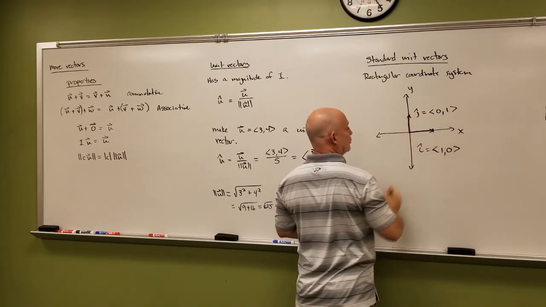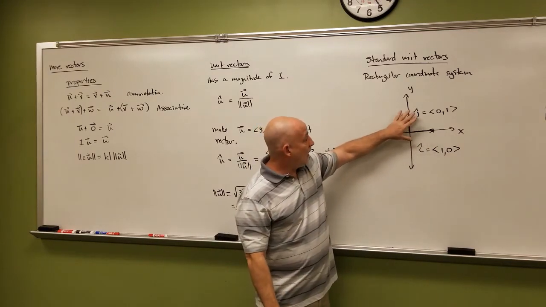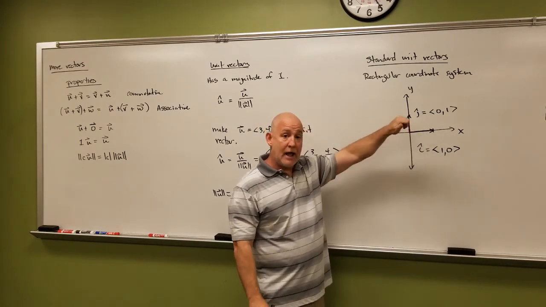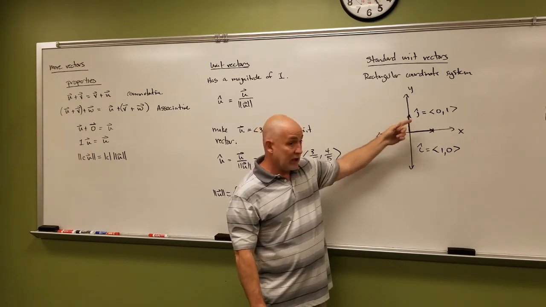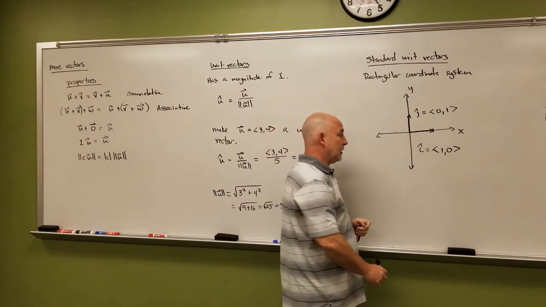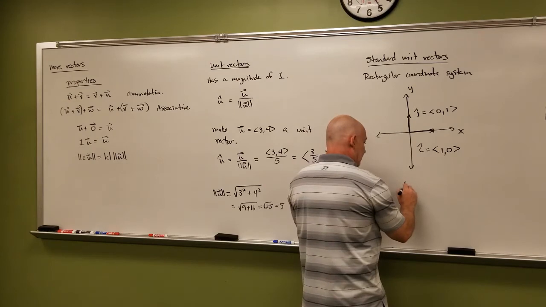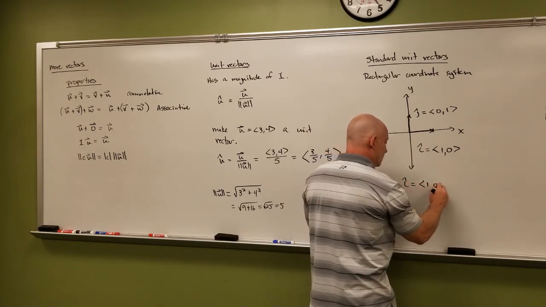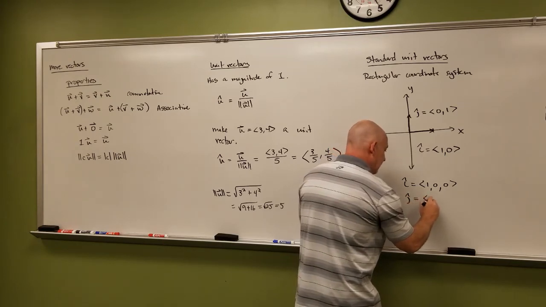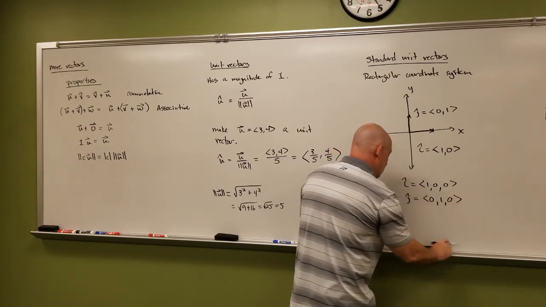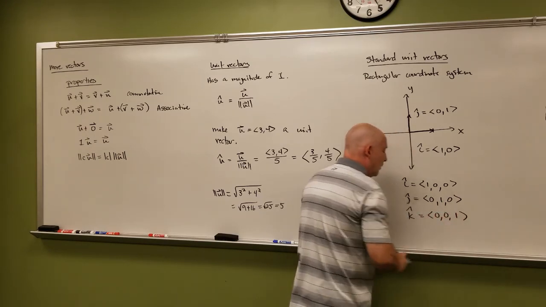That would be j. Of course, the way that I have this particularly drawn here, k would be coming straight out of the board at you, and you can kind of guess if the x is i, the y is j, then of course the three-dimensional unit vector would be k. So another way to think about this in 3 dimensions, i would be 1, 0, 0, and of course that doesn't have any z component. j would be 0, 1, 0, and k would be 0, 0, 1.